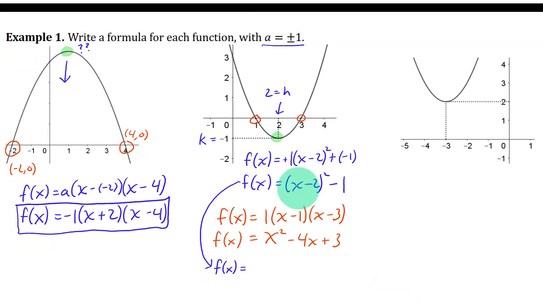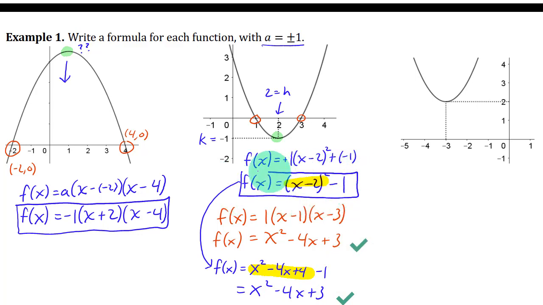That would be (x minus 2) squared. This part is going to turn into x squared minus 4x plus 4. We got that minus 1. So that's going to be x squared minus 4x plus 3. So yeah, those are the same. Either way you want to do it should give you the same result.